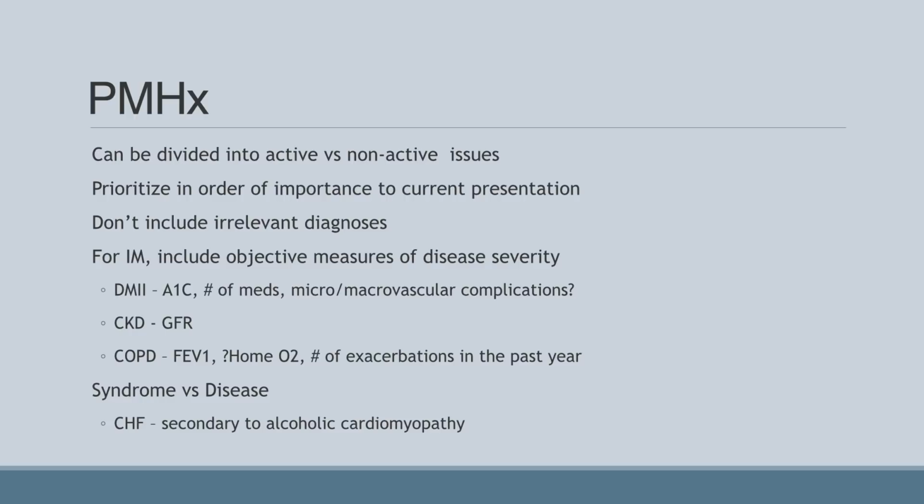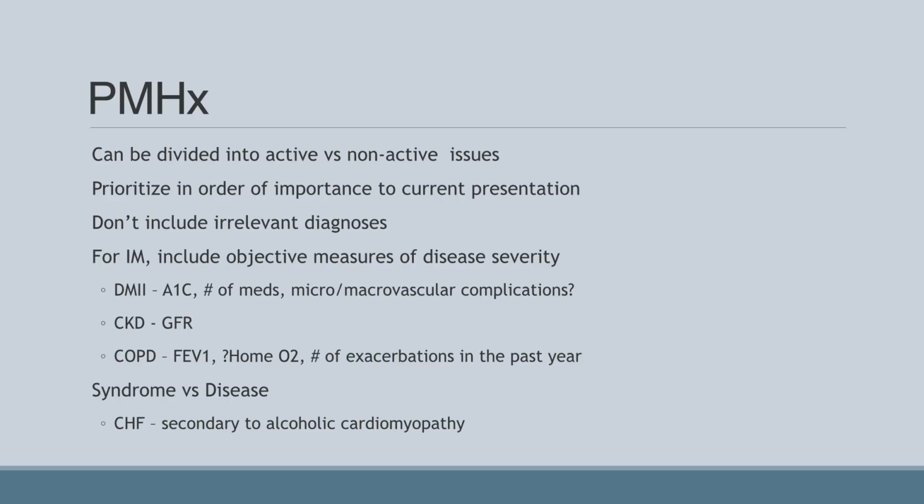In internal medicine, it's also good practice to try to give objective measures of disease severity or progression when it's possible. So, for example, your patient has diabetes. You would want to follow that with their most recent A1C, the number of meds they're on, and whether they have any micro or macrovascular complications.